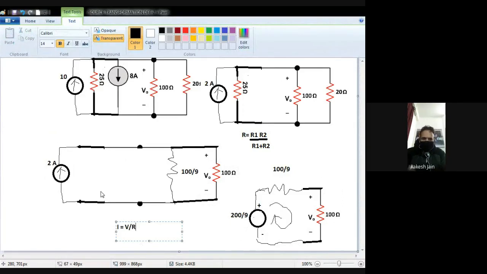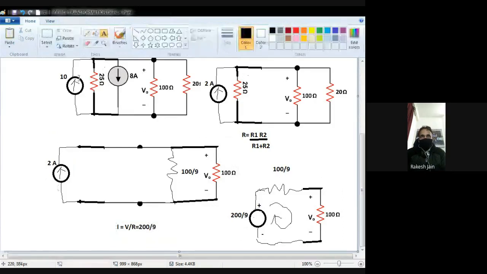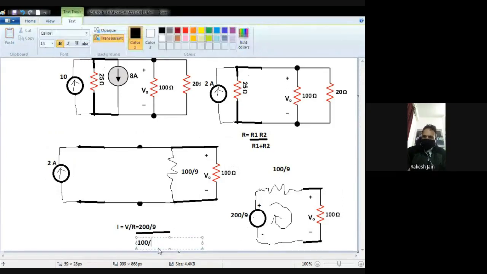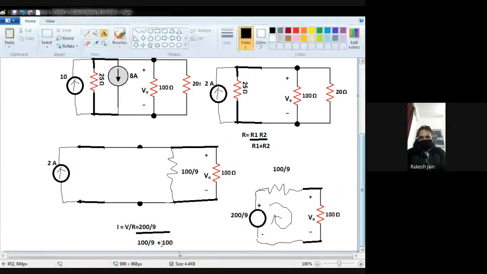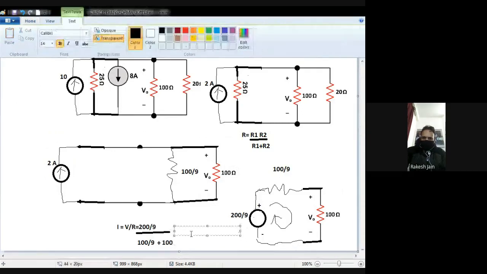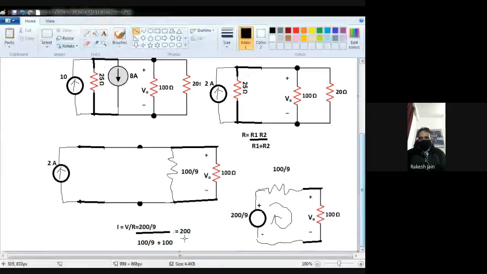I is equal to V by R. So what is V? V is 200 upon 9, divided by R. What is R? R is 100 upon 9 plus 100. Now solve this one. This is mathematics, so I just solve: 200 divided by 1000. Okay, am I right? Yes.